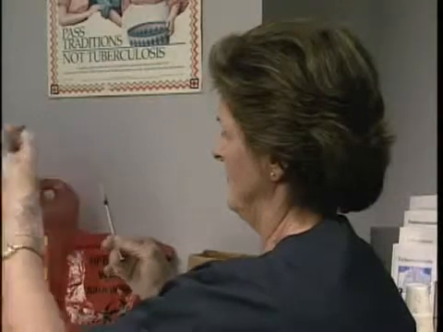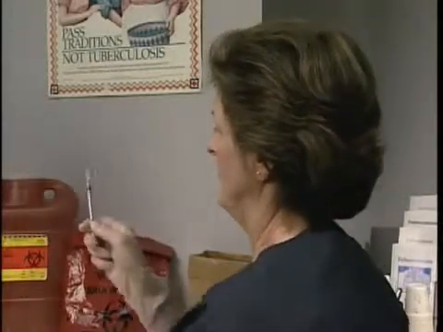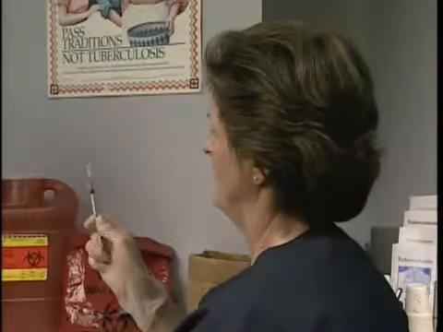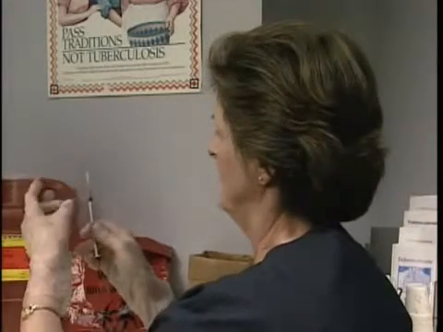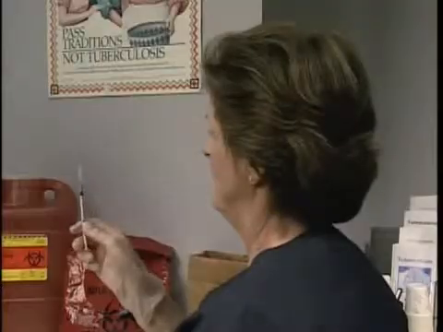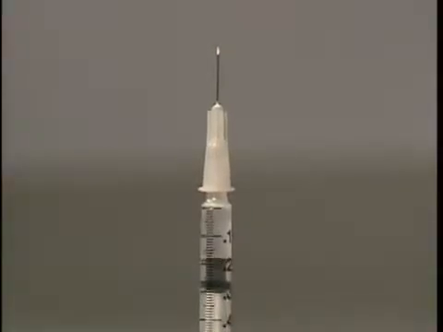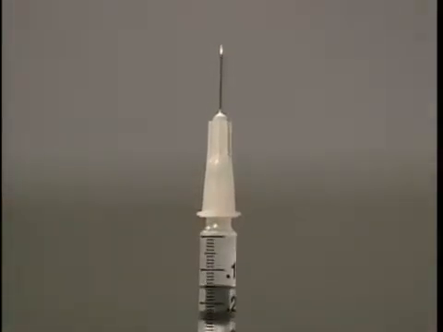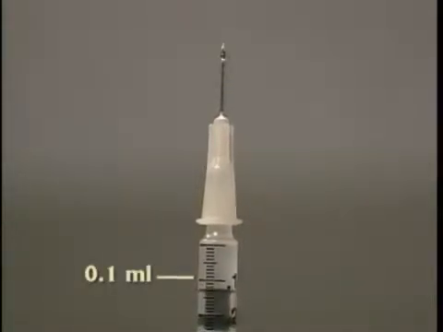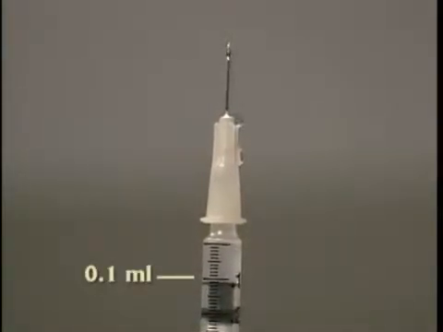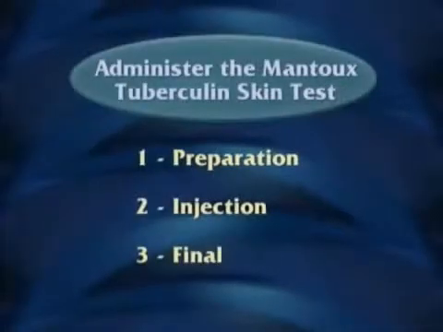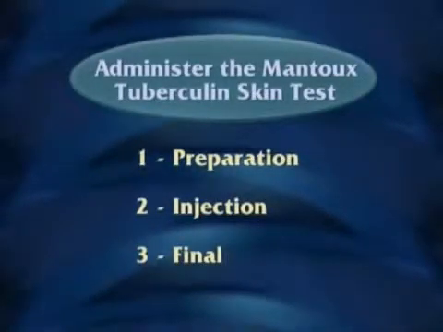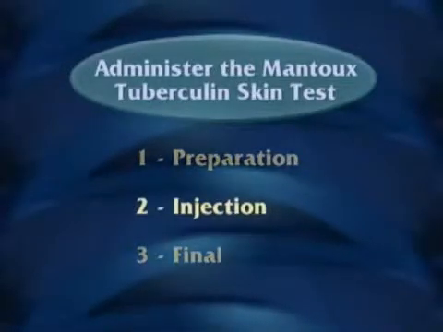Remove the needle from the vial. Hold the syringe in an upright position, then draw back slightly on the plunger. Tap the syringe lightly to break up air bubbles, then push forward. Expel all air and excess fluid from the syringe and needle, leaving exactly 1/10 of a milliliter of tuberculin solution in the syringe. The second step in administering the MAN2 tuberculin skin test is injection.